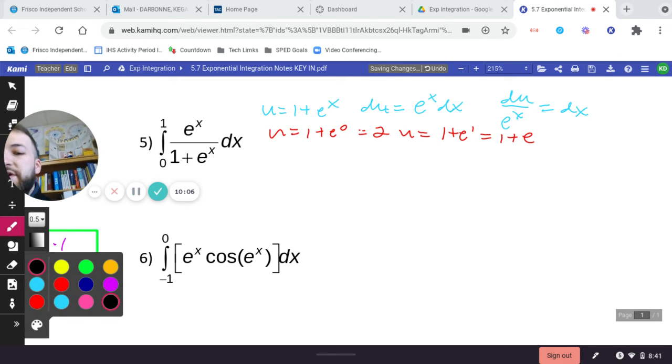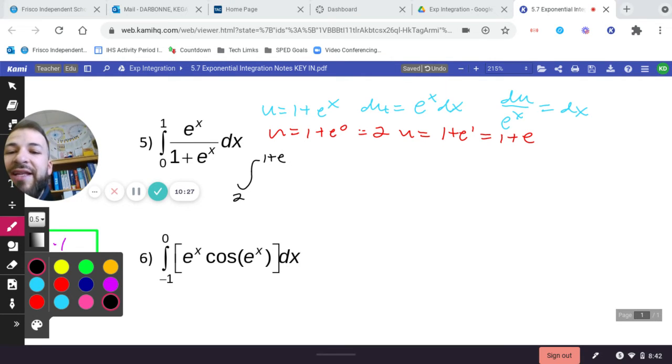Okay. So from here, this becomes the integral from 2 to 1 plus e. And just before you ask, we don't have to end up switching this one because 2 is 2. 1 plus e. e is about 2.7-ish, so that should be 3.7. So we're going from 2 to about 3.7, so we're still going in the right direction.